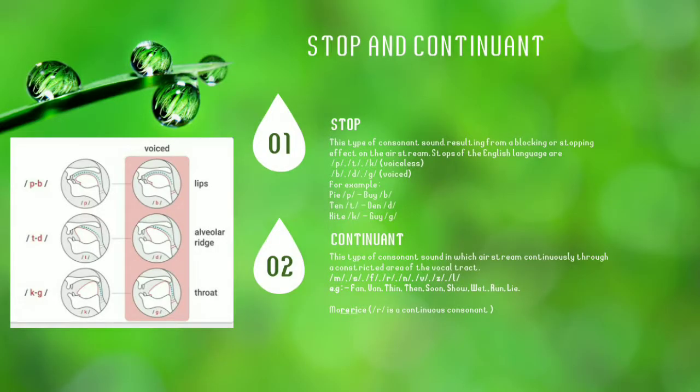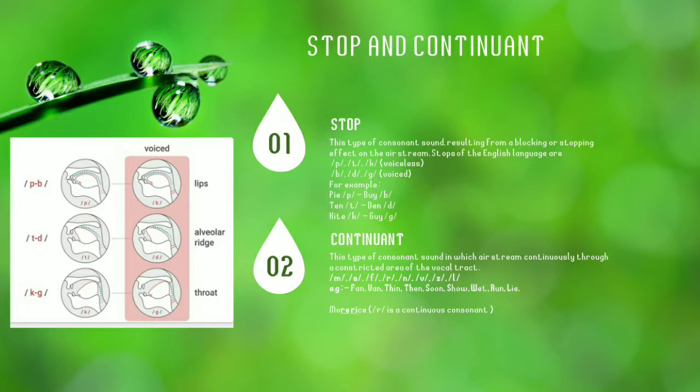Stop consonant sounds. This type of consonant sound results from a blocking or stopping effect on the airstream. There are 6 distinct stop sounds in American English, and I will give you the examples. The first one, you can stop the air with your lips and make the p or b sounds, like in the word pie and buy.